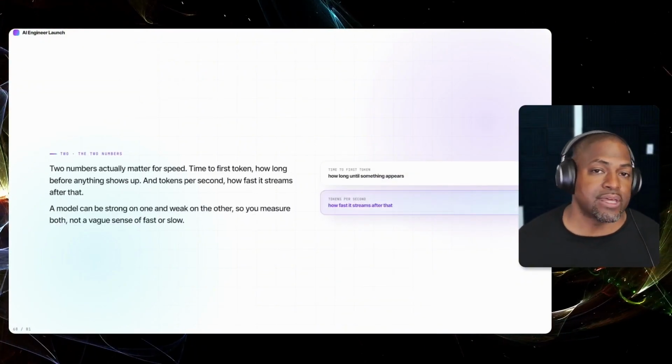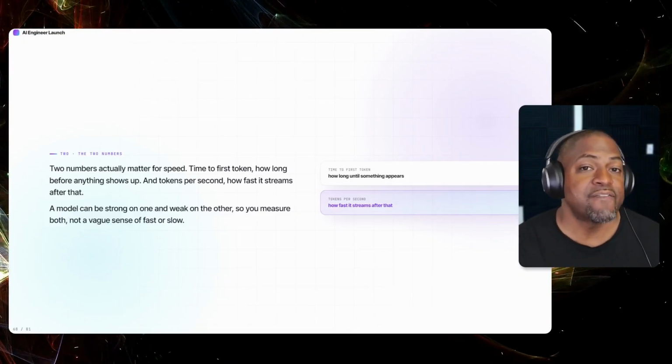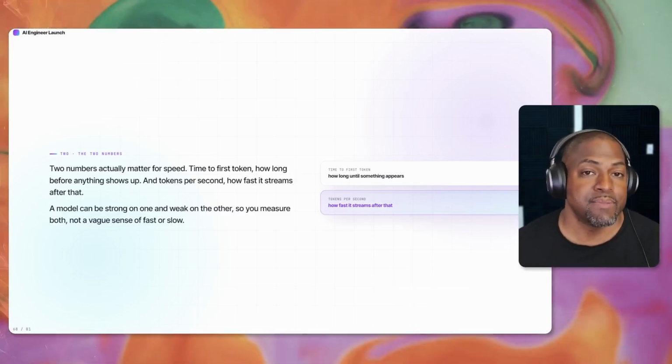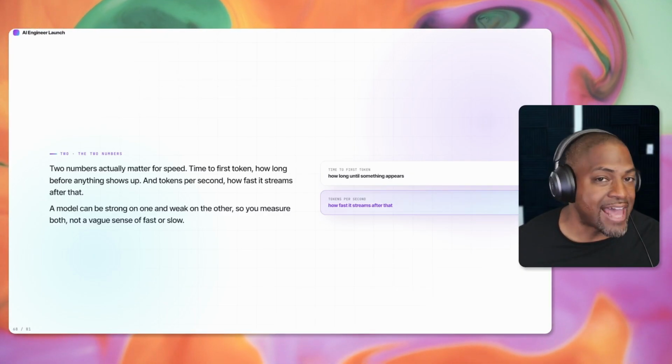TTFT, time to first token. How long before anything appears? Tokens per second, TPS. How fast it streams after that. A model can be strong on one and weak on the other. Measure both, not a vague sense of fast or slow.